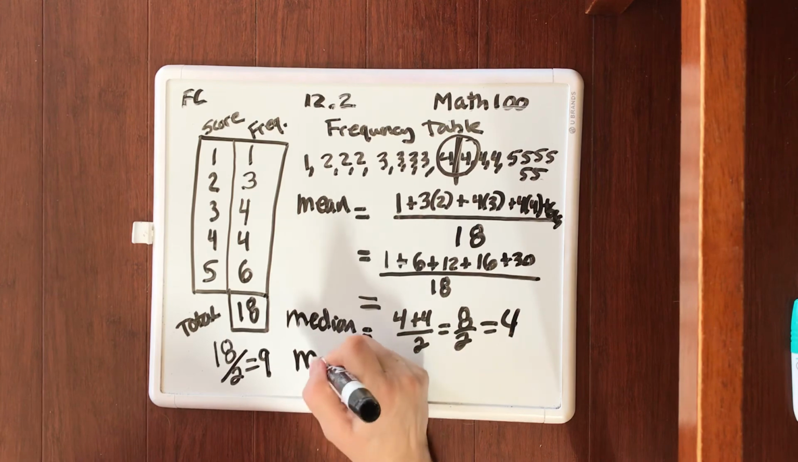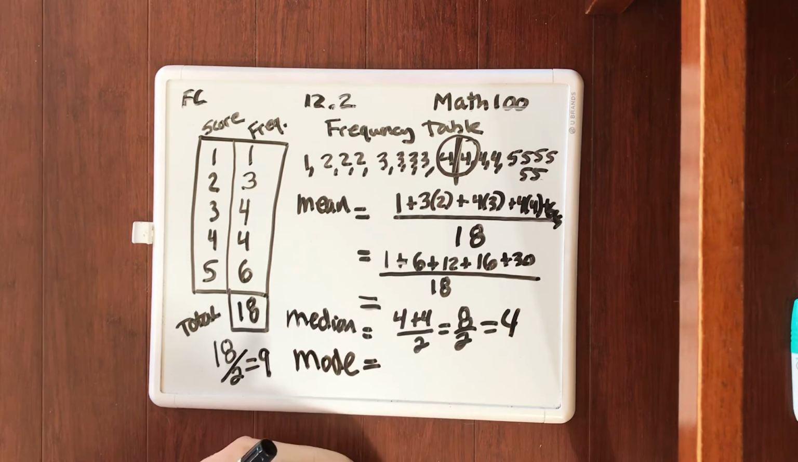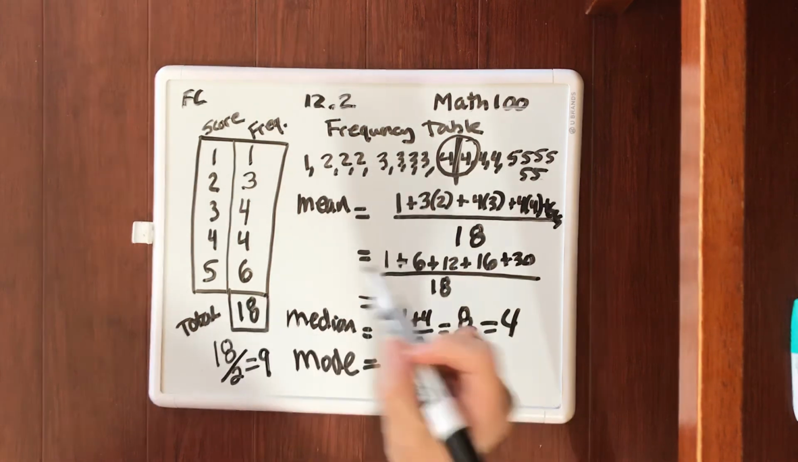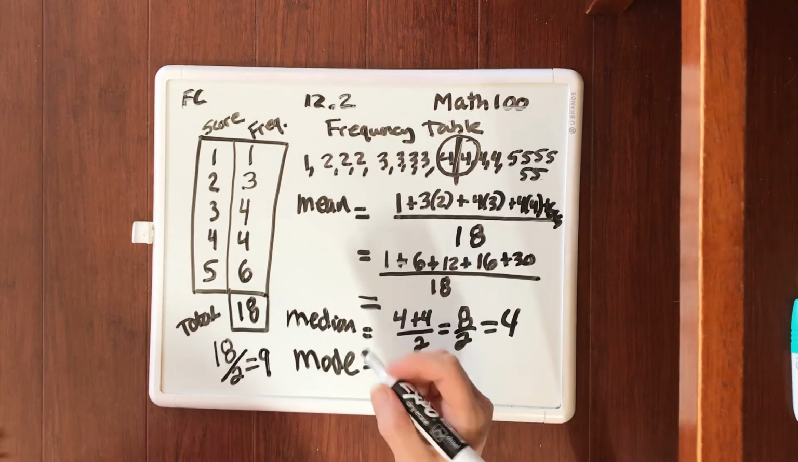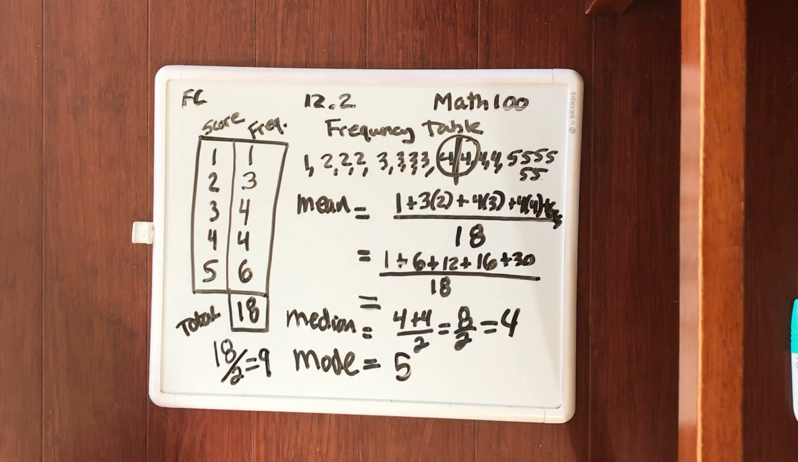All right. Now the mode. The mode is the most. Okay, who has the most? What was the score that had the most? The 5s, that's right. 5 was the most.